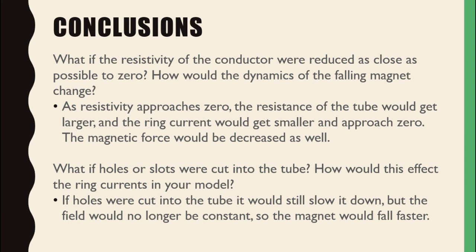And what if rings or holes or slots were cut into the tube? How would this affect the ring currents in our model? If holes were cut into the tube, it would still slow the magnet down as it went through the tube, but the field would no longer be constant as it would with a solid tube, so the magnet would fall faster, but still not as fast as normal gravity speed.